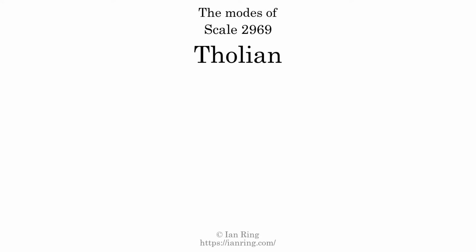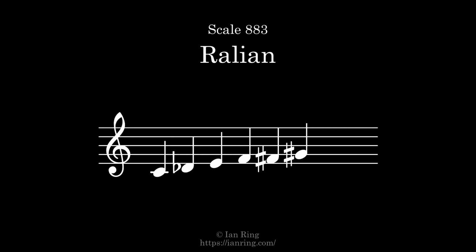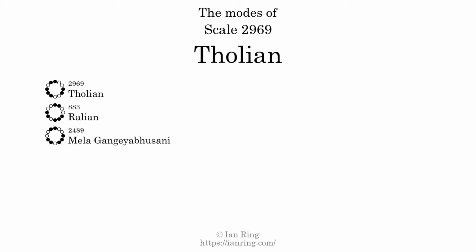This scale has 7 modes. The first mode is itself. The second mode is scale 883, also known as Tholian. It sounds like this. The third mode is scale 2489, also known as Milagangiabhusani. It sounds like this.